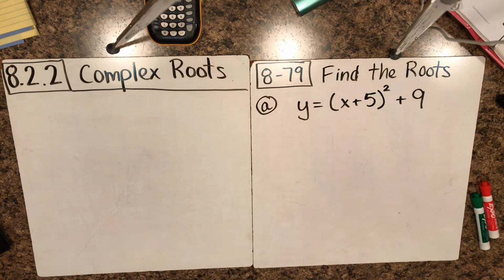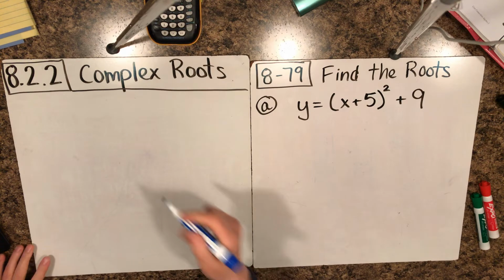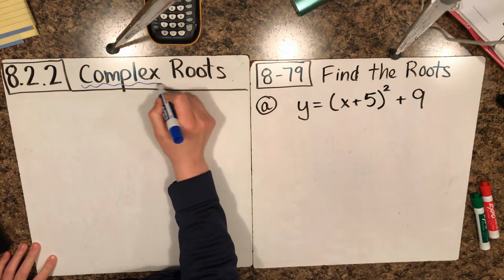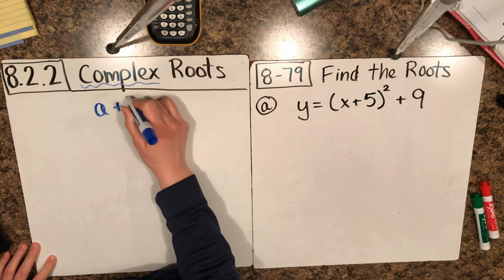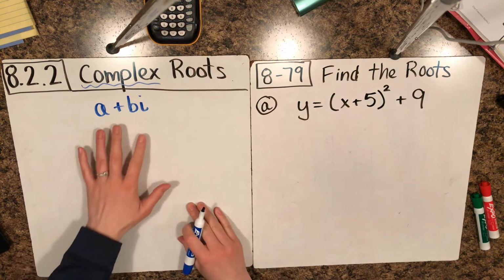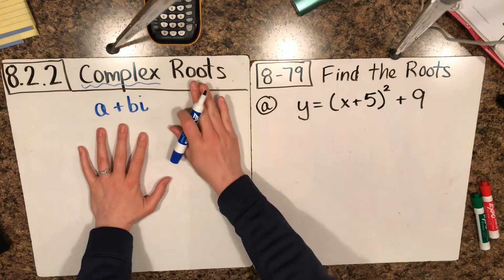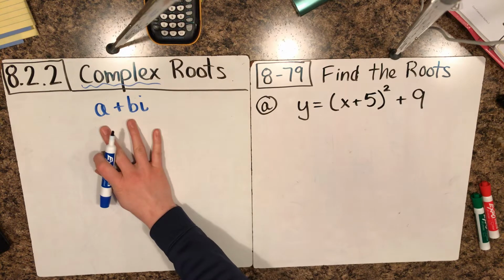Okay, today we're going to start talking about lesson 8-22, which is complex roots. Remember, complex is just another way to say that we're going to have imaginary parts. So complex numbers are always going to be written in a plus bi form. And so everything that we solve today and we find roots for is going to be in this form.